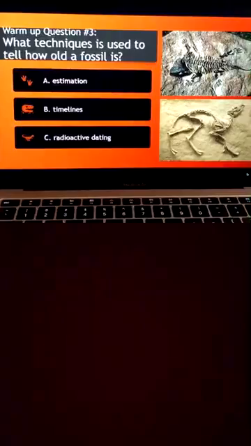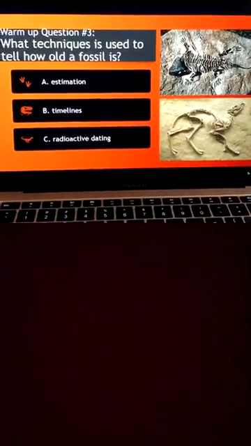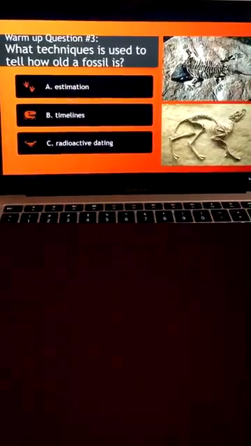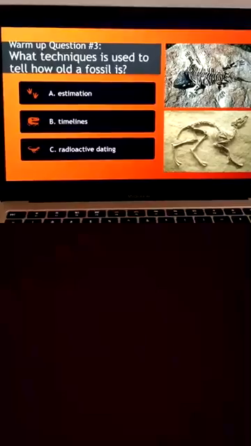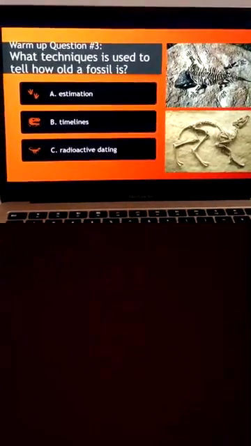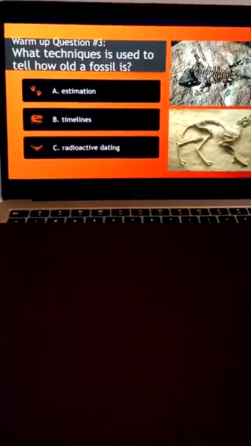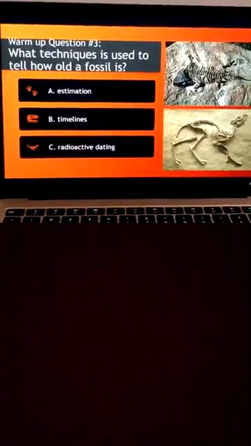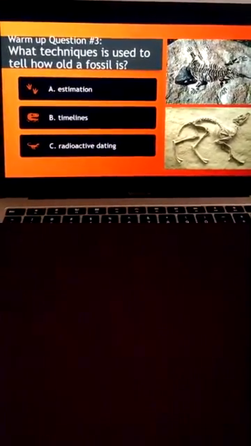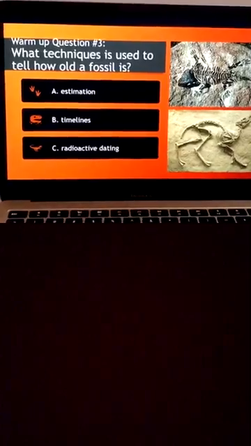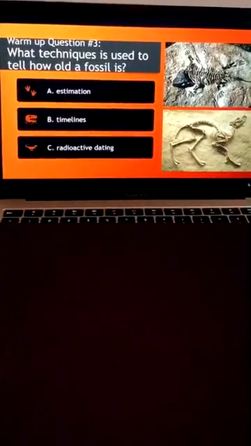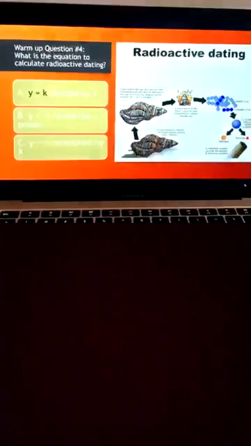So yes, we do use timelines to keep track of when certain things live, but in order to actually tell how old something is, like if you have the actual fossil or you have the rock that it came from in your hand, you could radioactively date that specimen right there. You take some of the chemical, you burn it, and you analyze what chemicals are released from it, and that's called radioactive dating. And you can pretty much calculate the half-life of those chemicals.